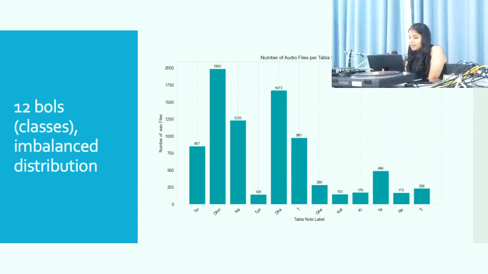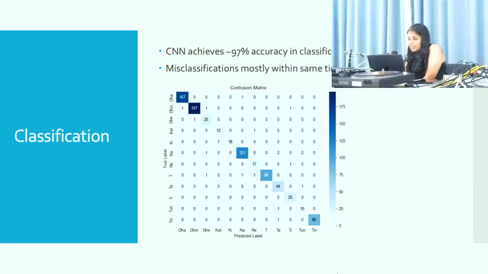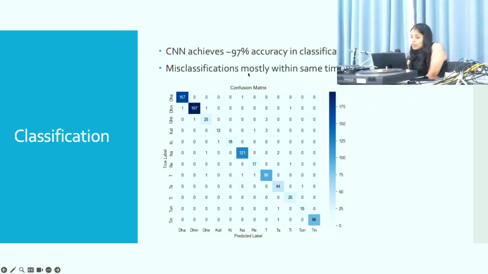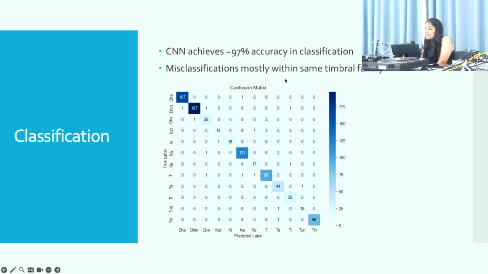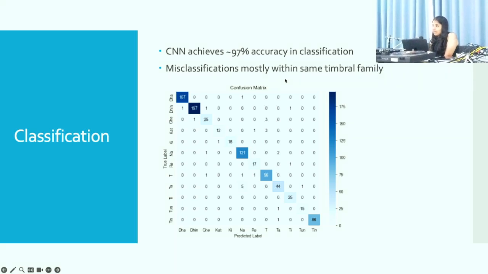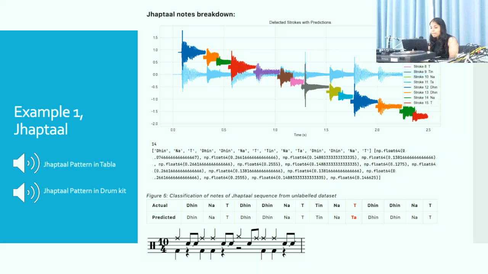So it is an imbalanced distribution because some of the hits are more likely to occur than others. But despite that, we got a really high accuracy in classification. And most of the misclassifications are happening within the same timbral family. There are 3 major timbral categories that I defined.